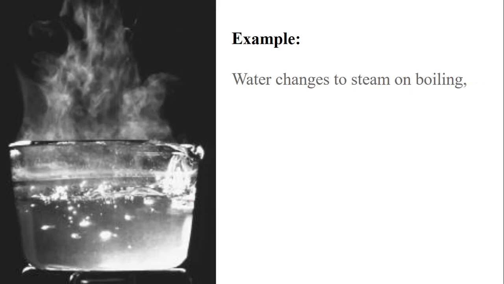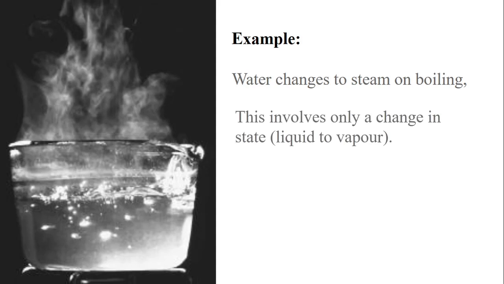So, what are the changes? Water changes to steam on boiling. This involves only one change, a change in state, from liquid to vapor. There is no other change. So, here we have learned the chemical and the physical change and their examples.